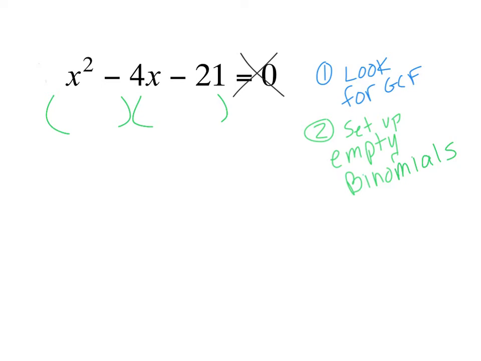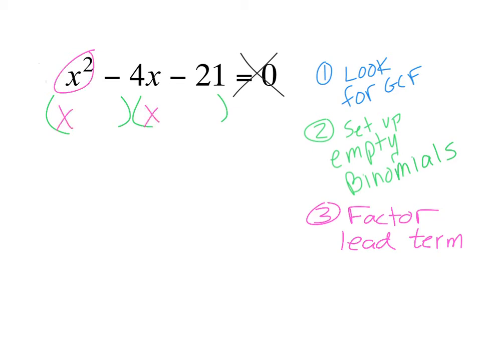So the next thing I'm going to do, hopefully we recall from this, is that we're going to factor that lead term. So we're going to factor that lead x squared in this case. And the only way that we can factor an x to the second power is simply with an x times an x. But then we need to figure out what the other terms are going to be to go into those binomials. So now we need to set up that chart, and this chart should look familiar to you.